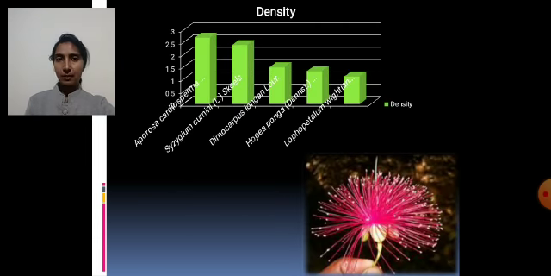This is the graph representing density of the tree species. Aporosa cardiosperma is the most densely found tree species in the region, which is followed by Syzygium cumini, Dimocarpus longan, Hopea ponga and Lophopetalum wightianum.